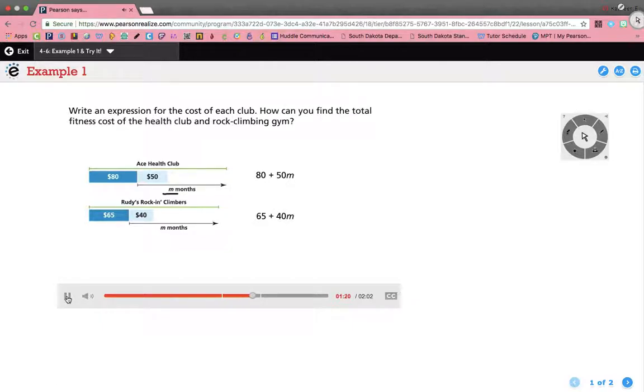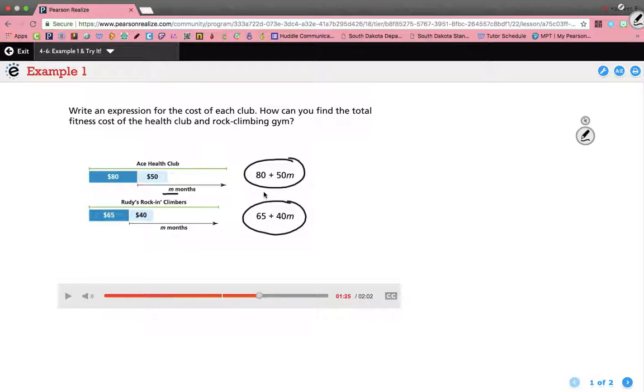How can you find the total fitness cost of the health club and the rock climbing gym? Again, we're paying for the health club and the gym. Just like when we wrote the equations, we had to pay the startup fee and the monthly fee. So "and" is telling us that we're going to add those two things together. We're going to add the equation for the health club to this one, just putting a plus sign between the two.